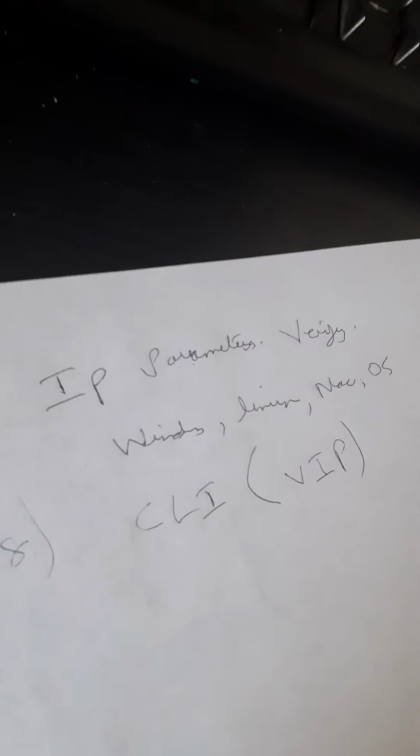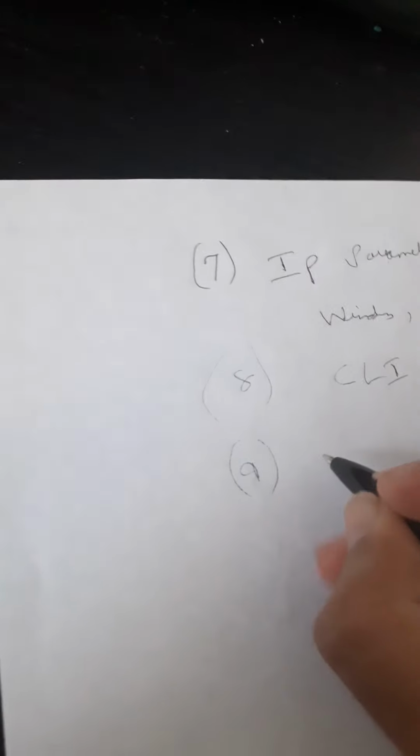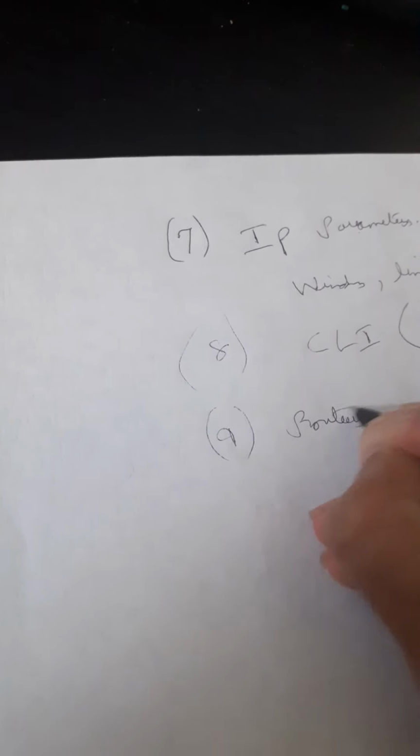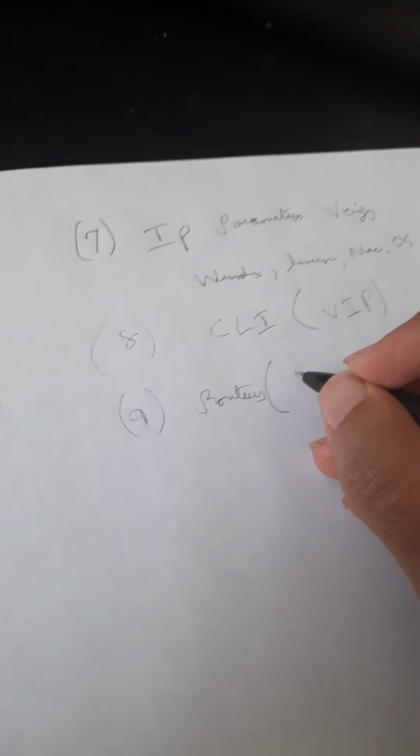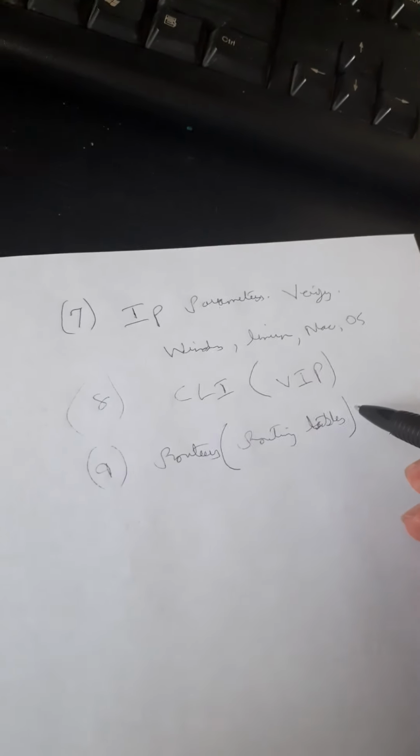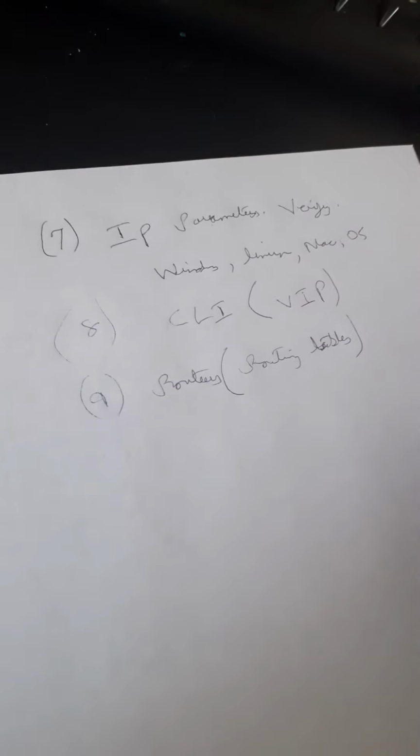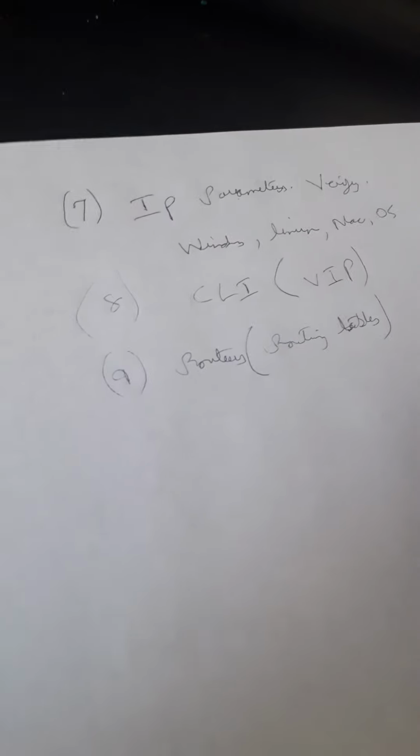Right. Next concept that I'll be talking about is, as I said, routers. Routers have routing tables. So when I say routers have routing tables, it means you should know what is happening inside the routing table. There's questions on that. Windows, Linux, very important.